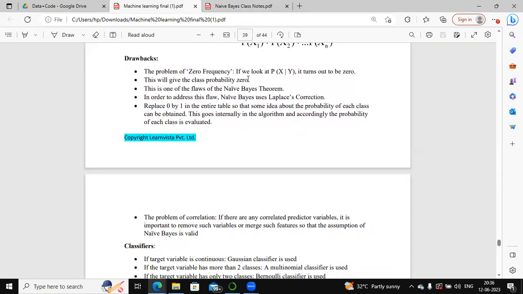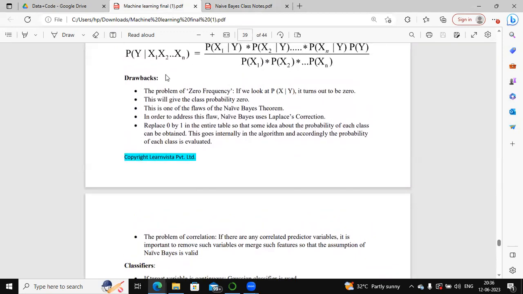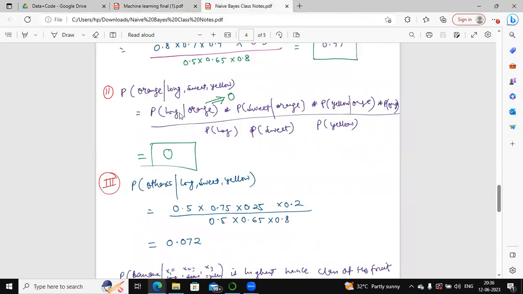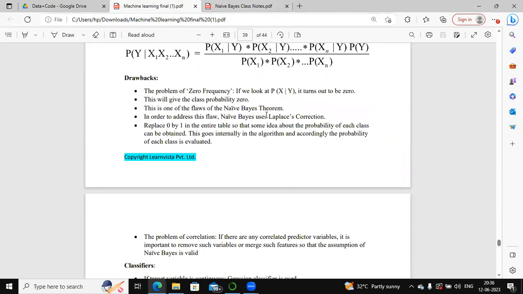The drawback of naive Bayes is the problem of zero frequency. Because of this, the value in the numerator is equated to zero, and the whole value is considered as zero. So this will be a problem. If you look at P of x given y, it turns out to be zero. This will make the class probability zero. So this is one of the flaws of the naive Bayes theorem.